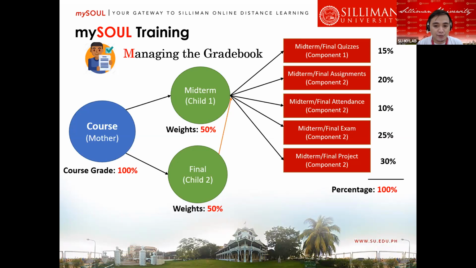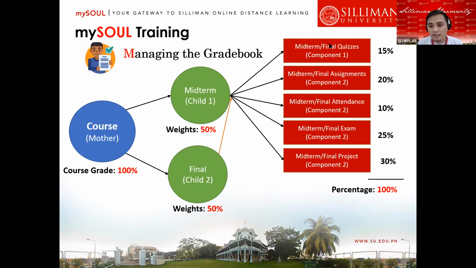So in each term, we have what we call the components or the parameters. In this case, we set the midterm and final having the same parameters. Namely, we have five midterm quizzes, midterm assignments, midterm attendance, midterm final exam, and then midterm final project. So in other words, midterm and final have the same parameters.